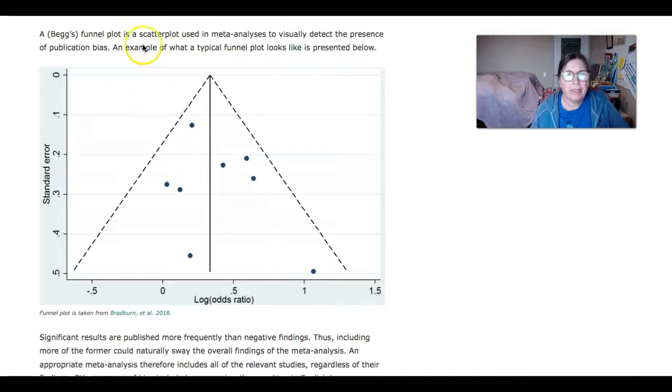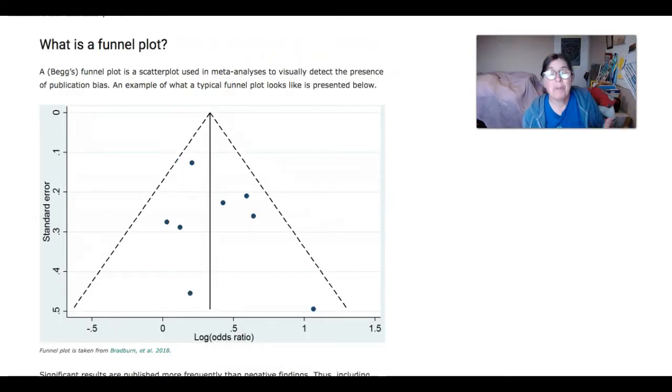And as you can see, it's a scatter plot used in meta-analyses to visually detect the presence of publication bias. Remember, publication bias can happen because journals tend to not want to publish the negative studies or the no result studies. They want to publish the very emotionally exciting, large, positive studies. So sometimes studies don't get published that have just as interesting results. The results happen to be negative. They happen to be zero, which can be as interesting a result.